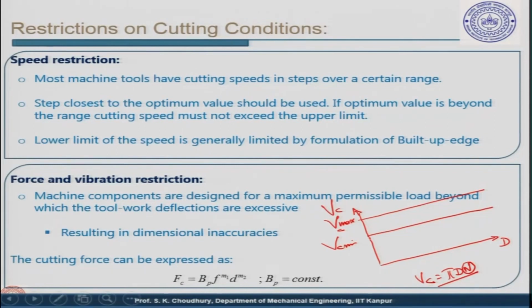Because you understand that if it goes beyond this, our power will be exceeded, and if it goes less than Vc minimum, then there will be a restriction from the built up edge formation, then it will come to the built up edge formation.